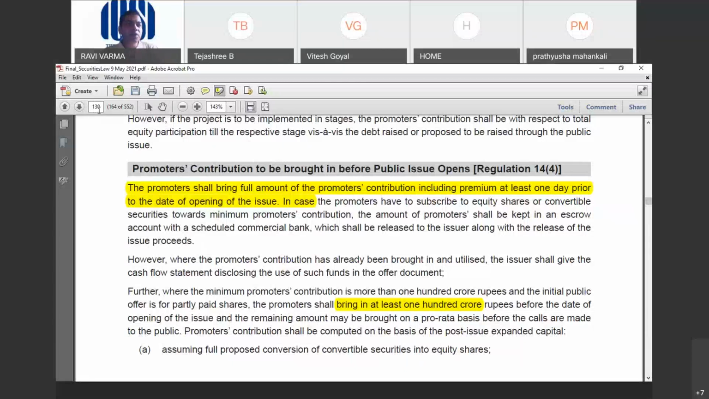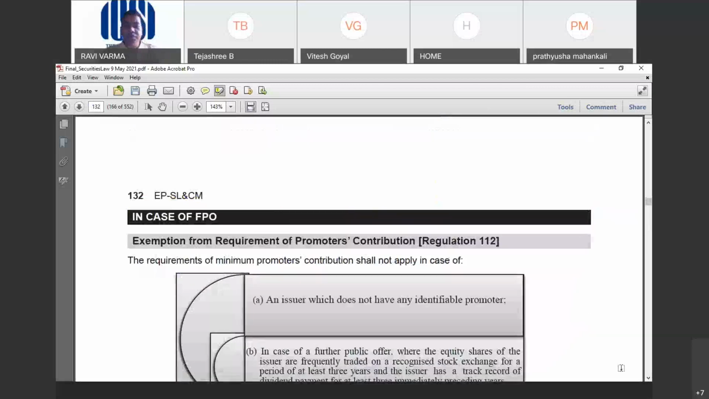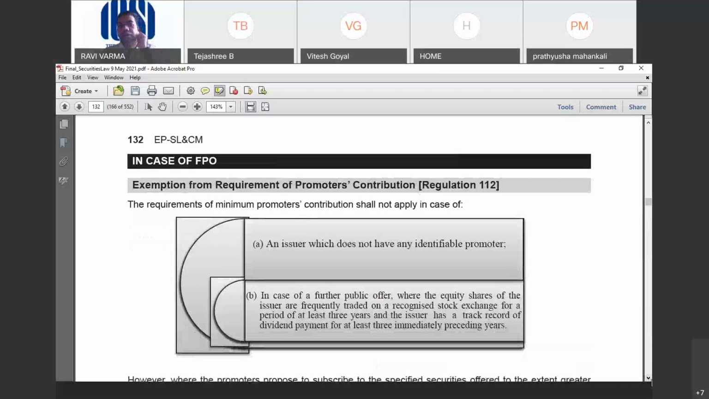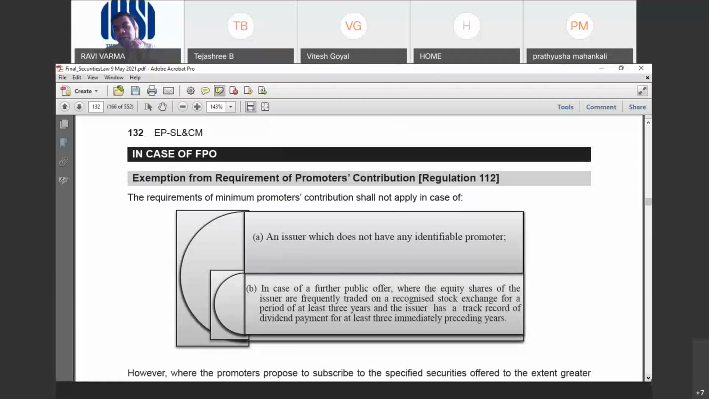Again, you will see, sir, this is already done. See, most of the things with the slide we have covered. FPO. FPO is a follow-on public offer, right? Minimum contribution, we only need to note that.